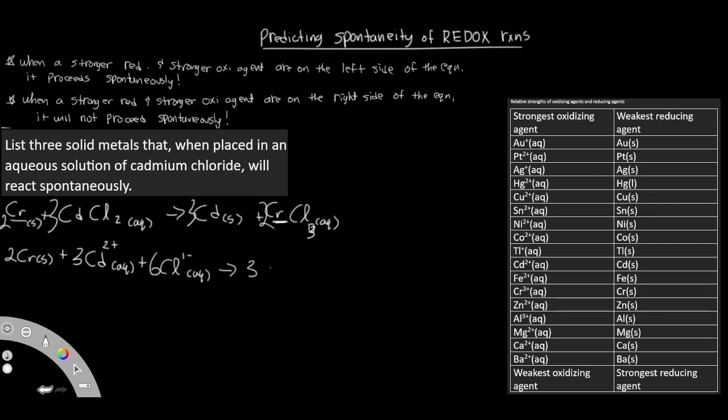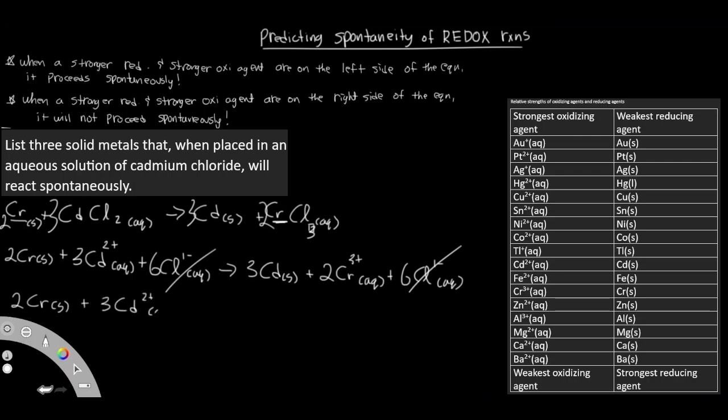And then let's continue to go down to the next side. So we have 2 Cr. And again, Cr has a charge of 3+. And we have 6 Cl. So let's cancel out the like terms. So Cl-, nothing else seems to be a like term. So let's keep going down. So it's 2Cr plus 3Cd2+ gives us 3Cd plus 2Cr3+ aq.